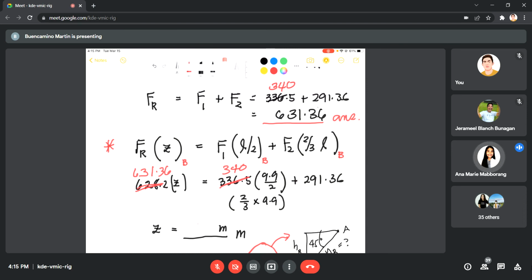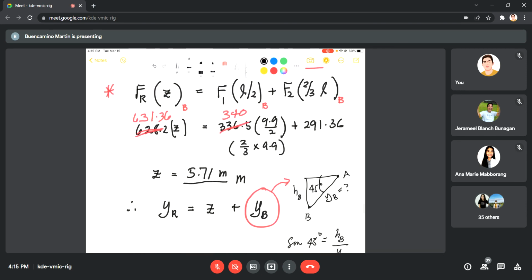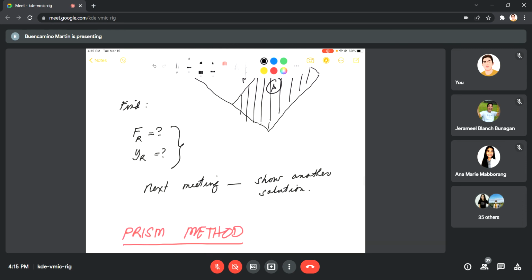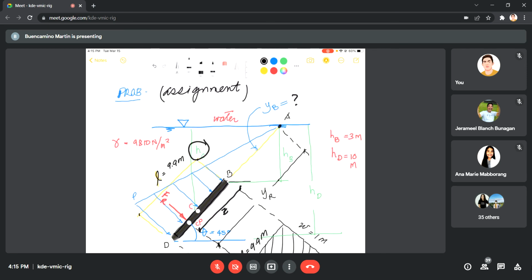Sir, 5.71 po yung nakuha ko. Okay, 5.71. I hope that your answer is final na, no? 5.71 meter. Okay. So, if Z is now 5.71 meter, it's now easy to compute what's Y sub B. Yung Y sub B natin ay ito. Yung Y sub B natin hanggang dito eh. Ito yung Y sub B natin.